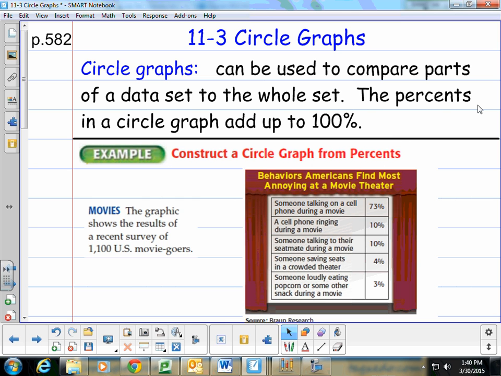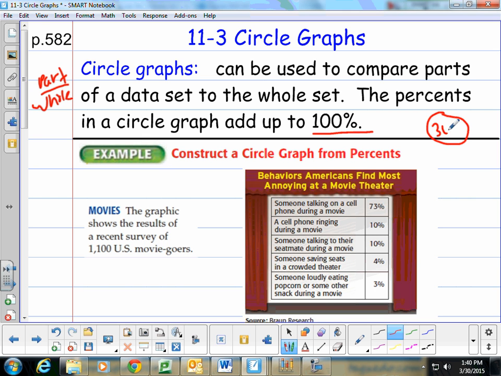So circle graphs. Circle graphs are used to compare parts of a data set to a whole set. Like we've seen before, we always like to compare a part to a whole. And we're doing that with circle graphs when looking at percents of a circle. A circle graph should have data that add up to 100% because we know a circle has degrees up to 360. So 100% of a circle would be 360 degrees.